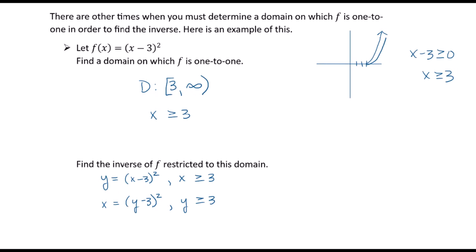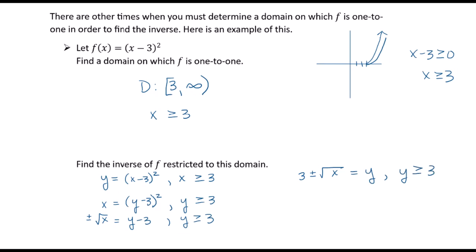Now solve for y. So I have plus or minus the square root of x equals y minus 3 after I've taken the square root of both sides. Continue to carry that restriction down with us. And I have to add 3 to both sides. That gives us 3 plus or minus the square root of x equals y. Y is greater than or equal to 3.